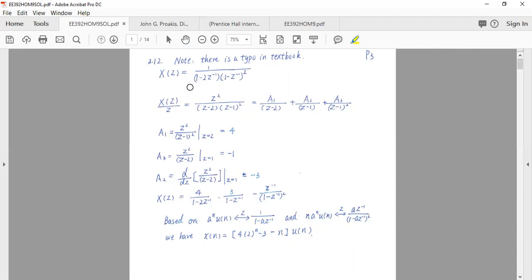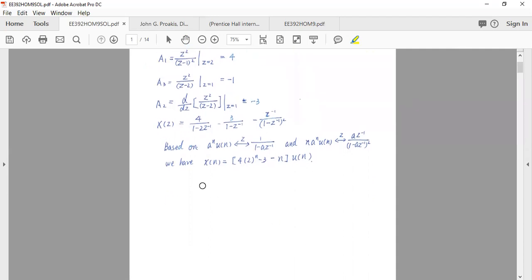So doing that, we'll get x of n is equal to (4 into 2 to the power of n, minus 3, minus n) whole thing multiplied by u of n, right? So that is basically our causal signal.